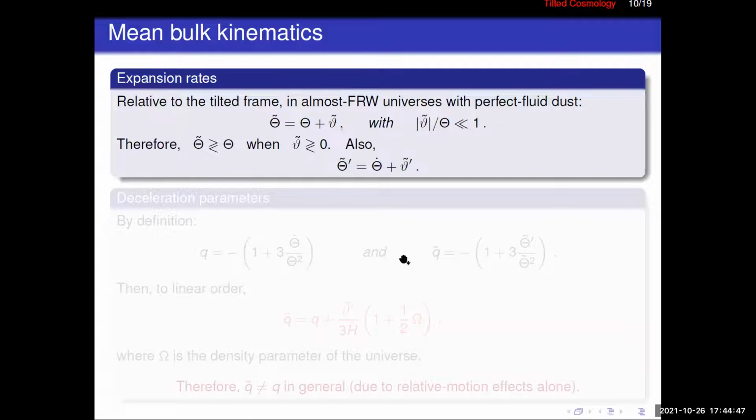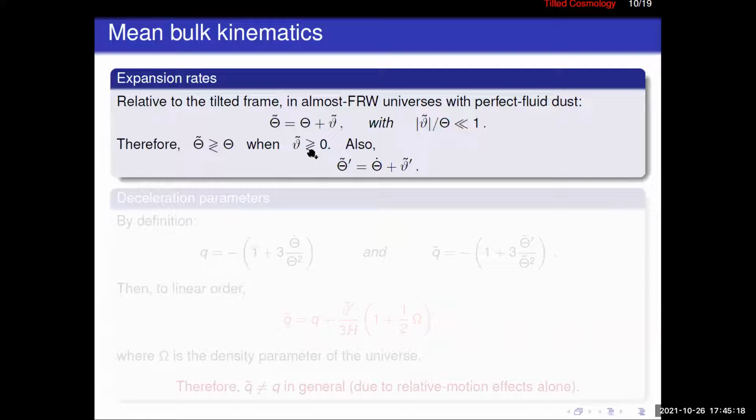So let's go now to the mean kinematics of the bulk, which are described by these colors. So this is the relation between the expansion rates at the linear level. And of course, in the linear regime, this ratio is much less than one. And as you can see, the expansion rate measured by the bulk flow observer is either larger or smaller than the expansion rate measured in the Hubble flow, which you can say is the expansion rate of the universe, depending on whether the bulk flow is locally expanding or contracting.